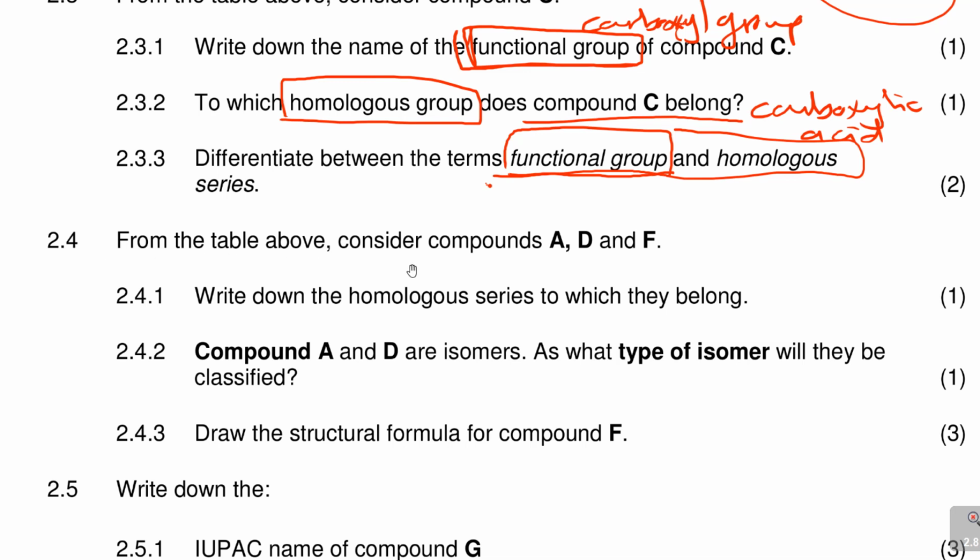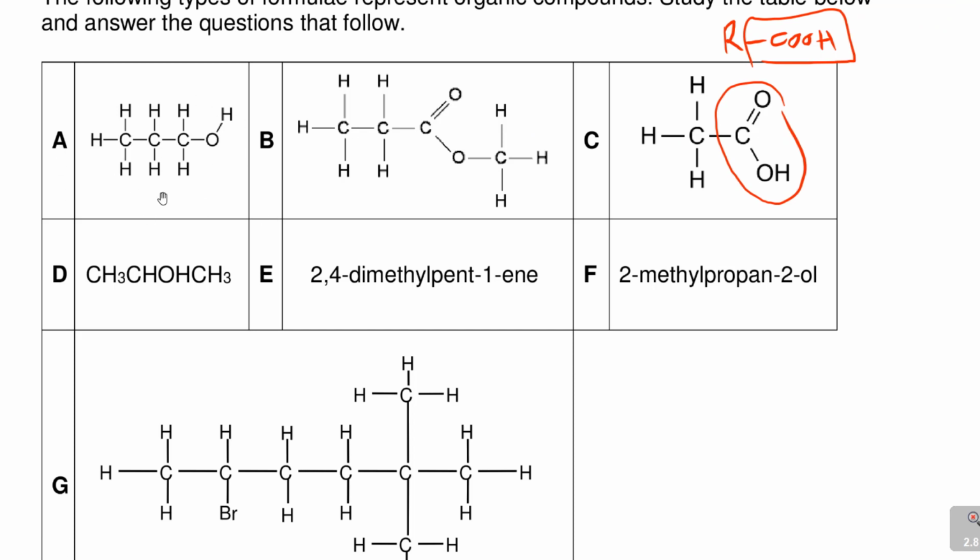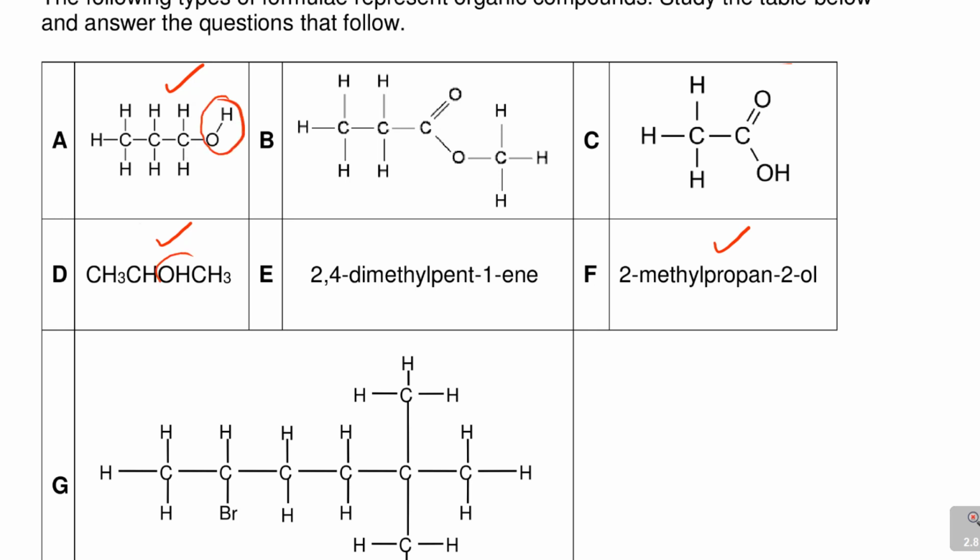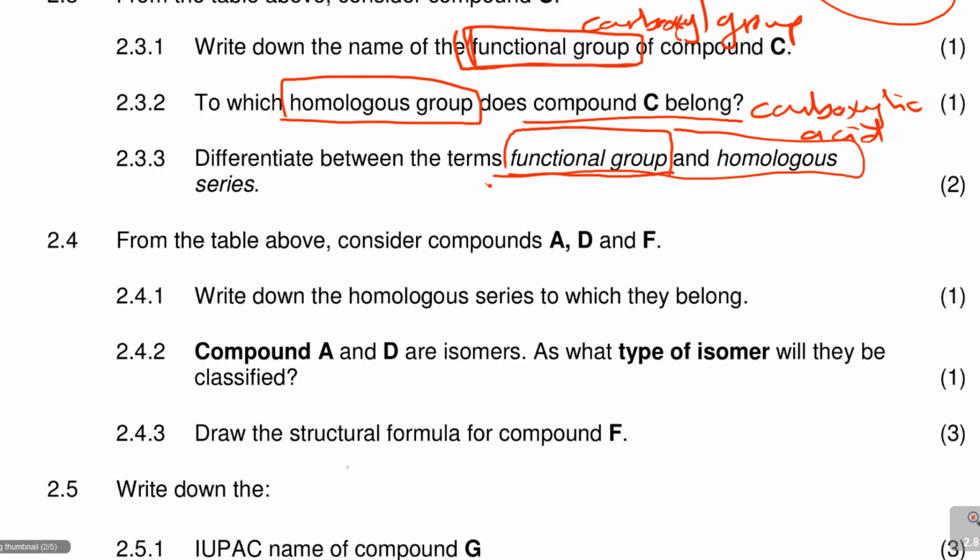From the table above, consider compounds A, D, F. Let's look at them. We have got A. Let me take this off now. So I have got A here. They said I must consider A, I must consider D, and I must consider F. But now something is already showing me. What is it? Look at this. OH, propanol. You see, there's an alcohol there. And then they are saying, write down the homologous series to which they belong. They belong to alcohols.